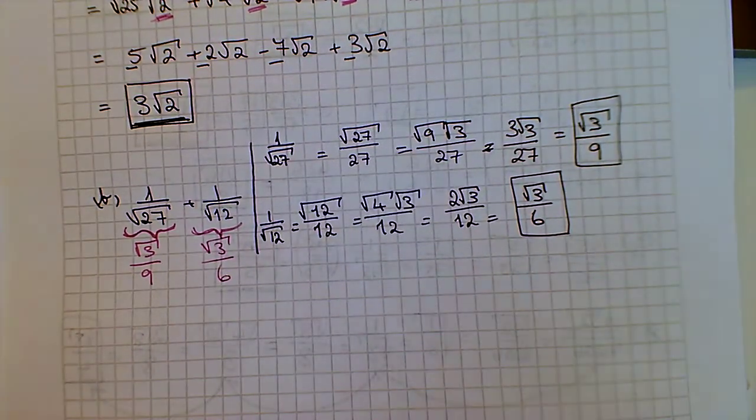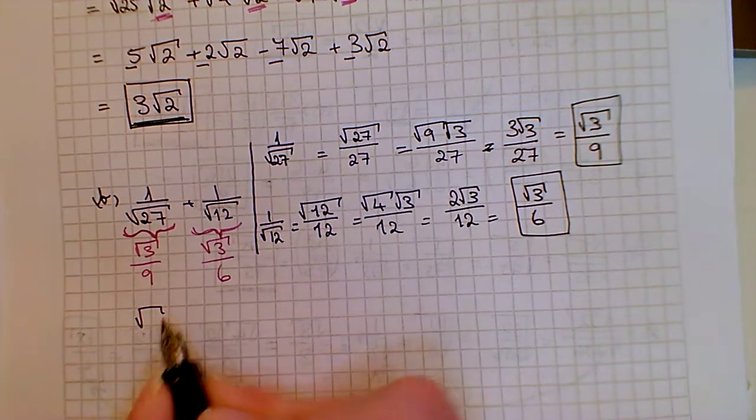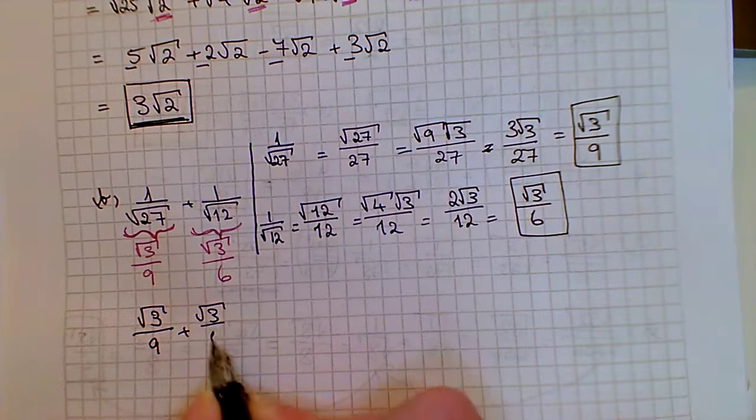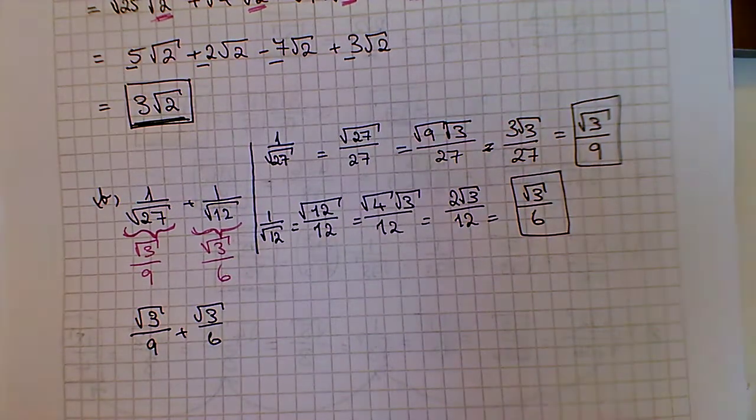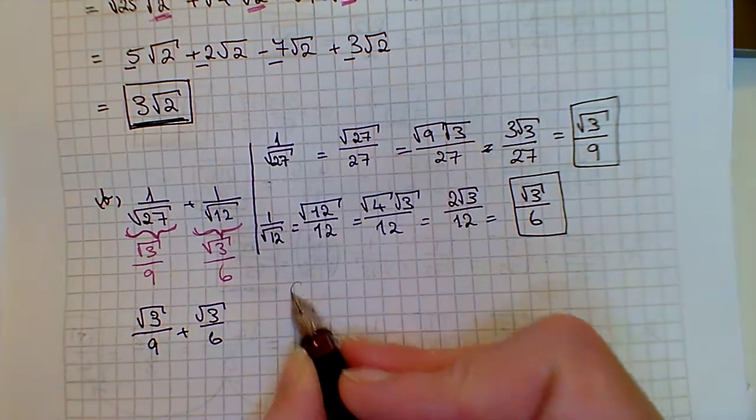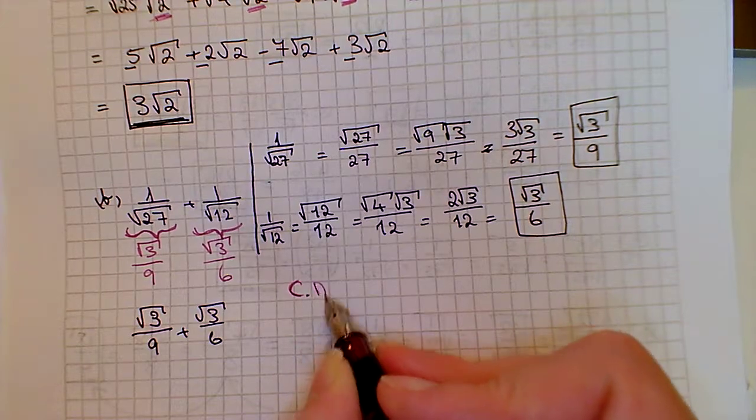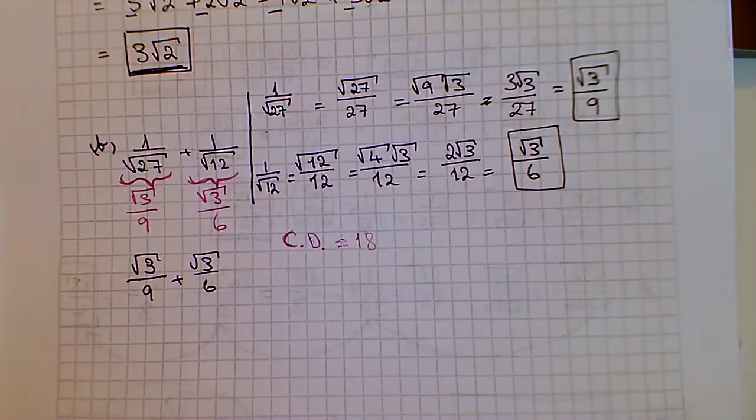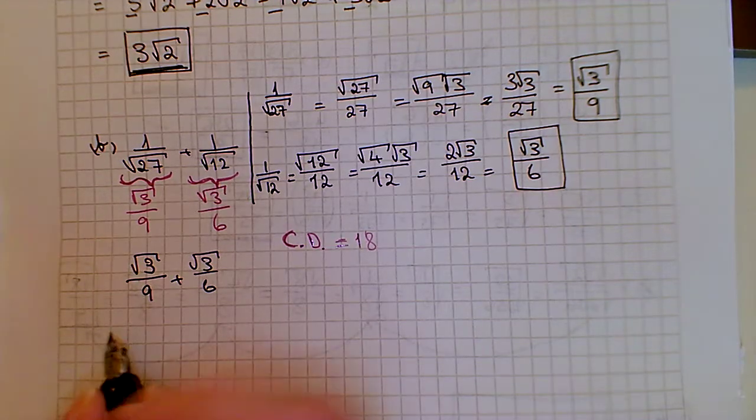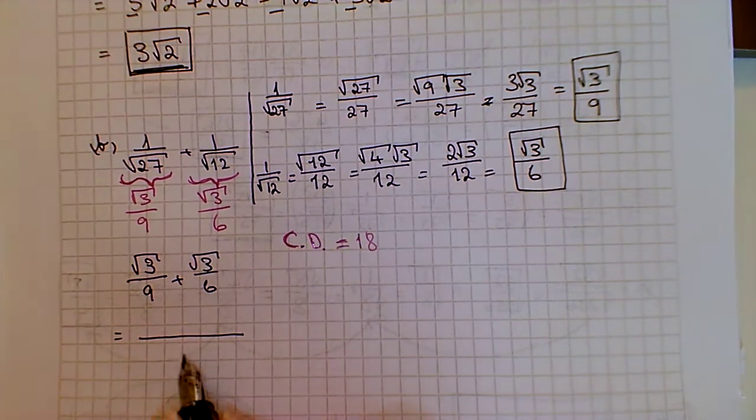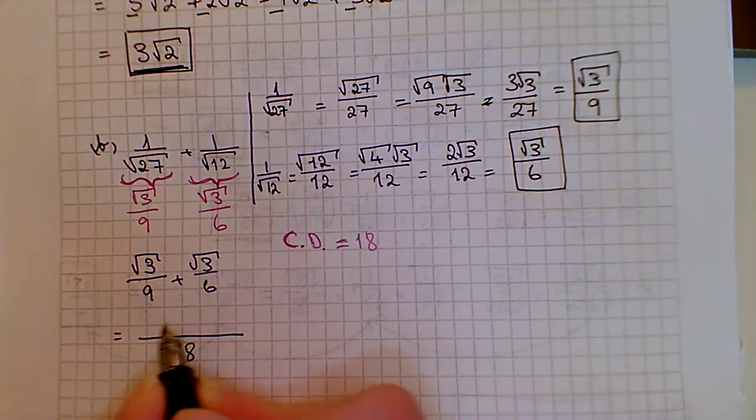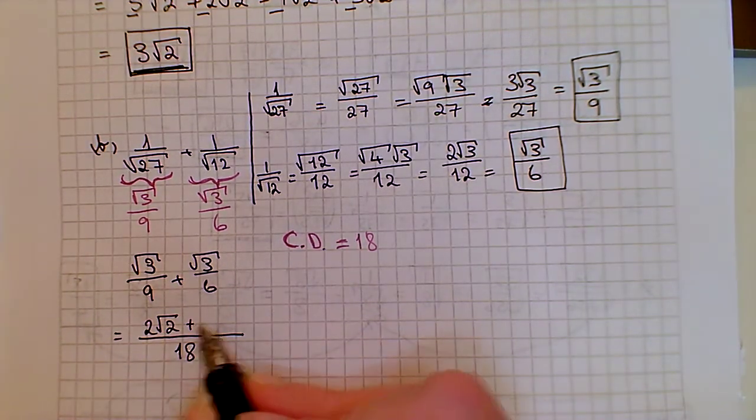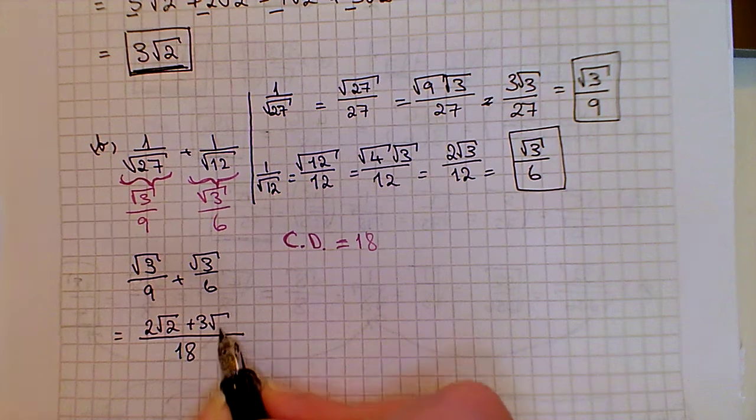So now, this is the actual addition that I'm trying to do. Square root of 3 over 9 plus the square root of 3 over 6. My common denominator, the number that both of those denominators divide into, is 18. So I'm going to put both of them over 18. This is a single fraction over 18. 9 into 18 goes twice, I've got 2 root 3. 6 into 18 goes 3 times, 3 root 3.